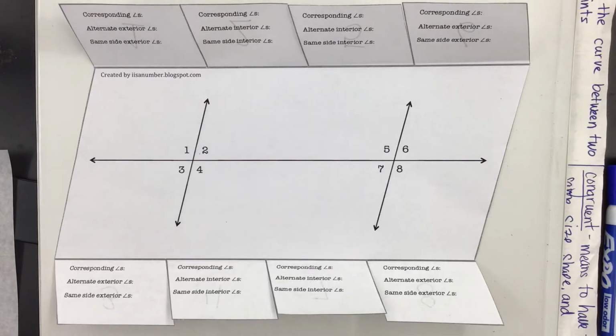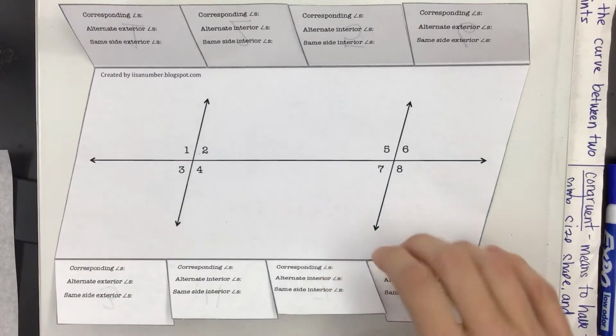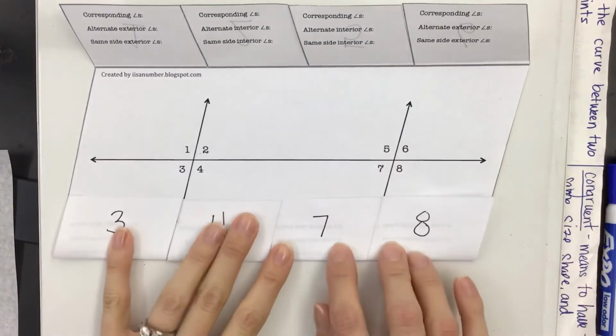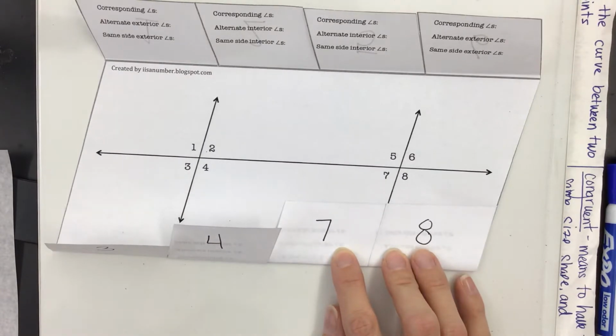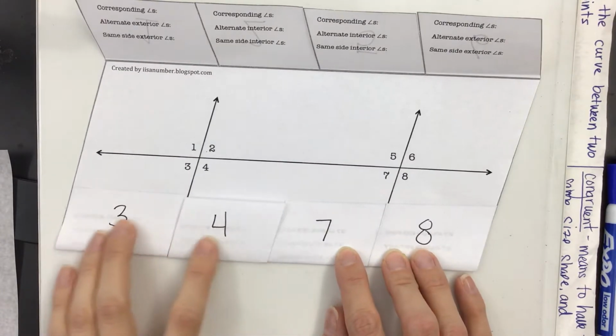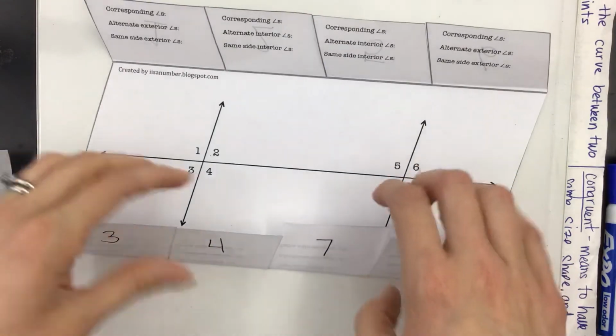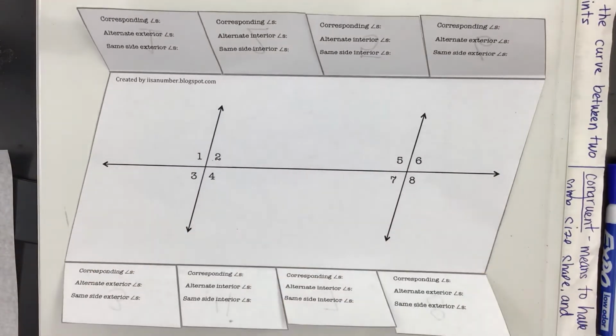All of these angles that are created with parallel lines and a transversal have names. So we're going to look at their names today and how they all relate to each other. If you're just joining us on video, sorry, I forgot to start recording. You're going to need to get this copy from me and cut it out and label your flaps here.